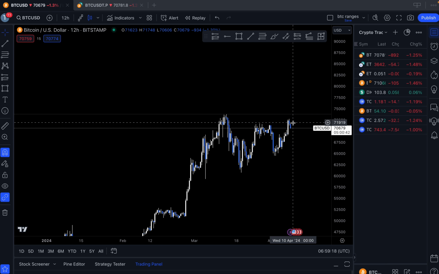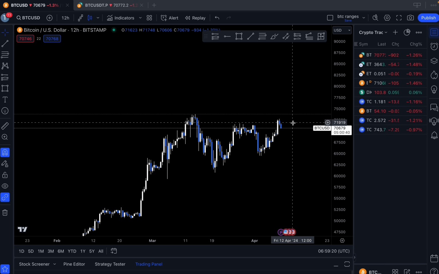Today we will be covering a series on how I trade, pretty much what I use to trade, and what technical analysis and price action I use. Today we'll be looking at order blocks.